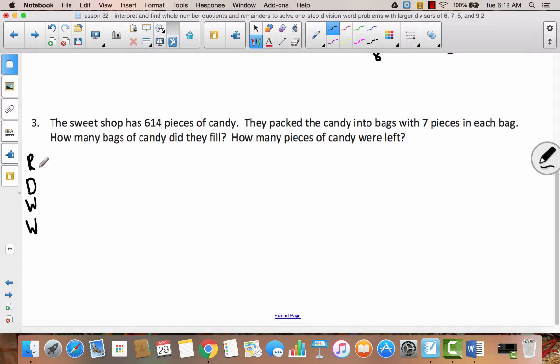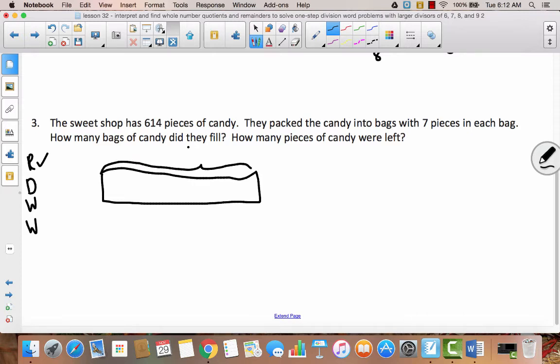All right, so I just read it. I'm going to go ahead and use a tape diagram to model this problem. I know that they had 614 pieces of candy. Now, again, it says that there were 7 pieces in each bag. So is that saying that they took the 614 and they put them into 7 groups, or does that mean that there were 7 in each group? Well, in this case, there's 7 in each group.